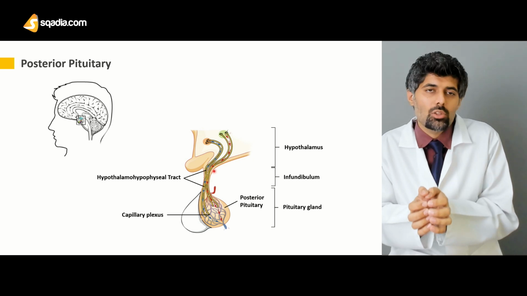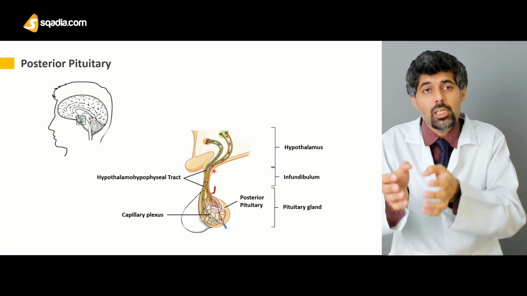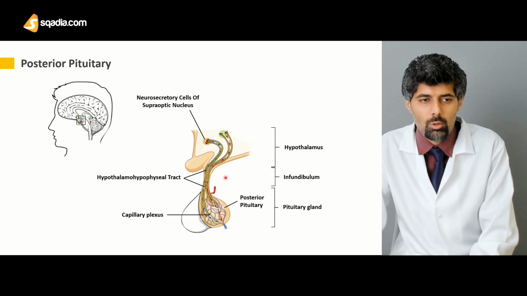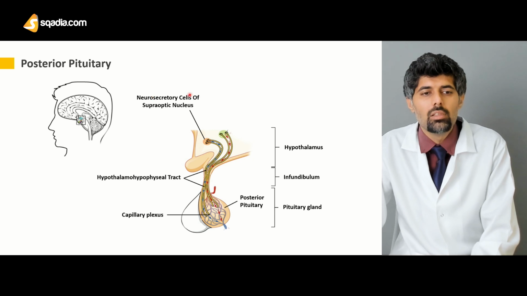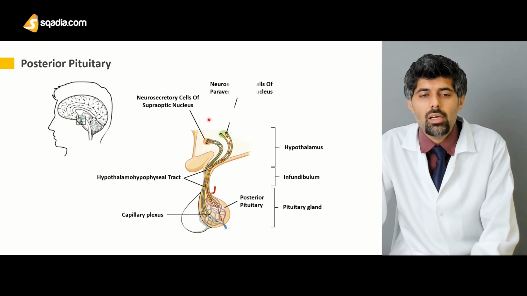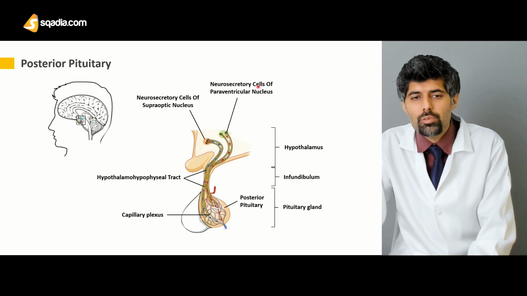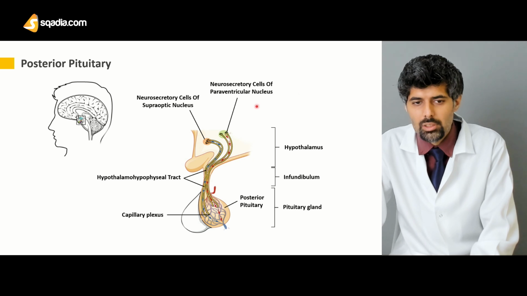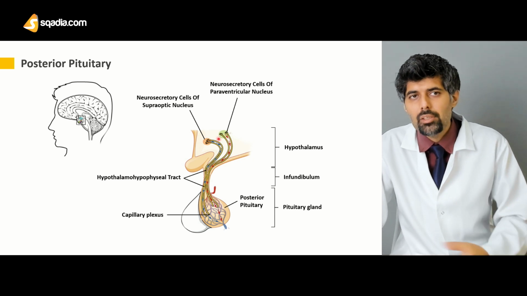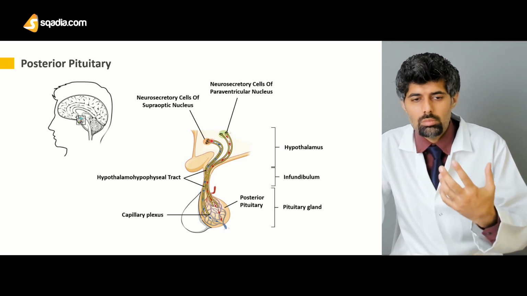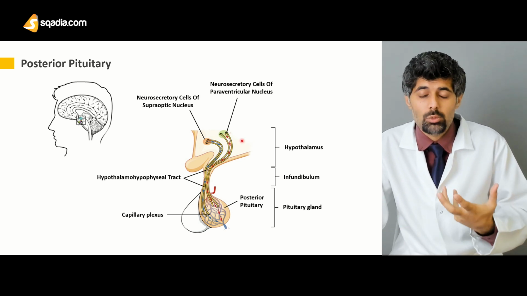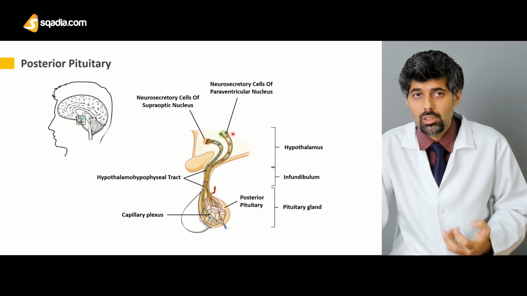Now, these axons have cell bodies in the nuclei of the hypothalamus. These nuclei are the neurosecretory cells of the supraoptic nuclei and the neurosecretory cells of the paraventricular nucleus. Both of these nuclei produce separate hormones. This one produces the ADH or the antidiuretic hormone, while this one produces the oxytocin.